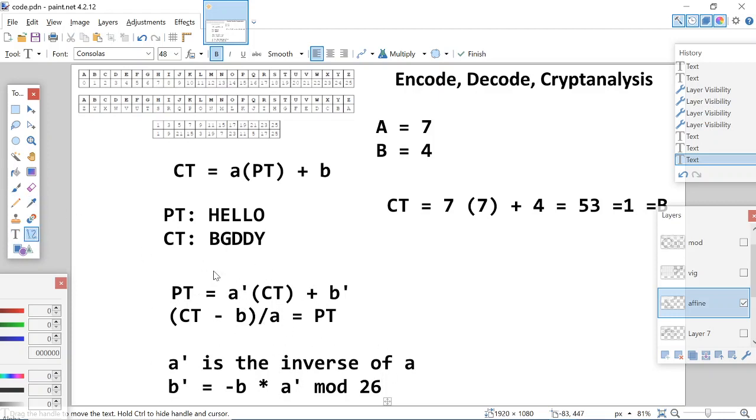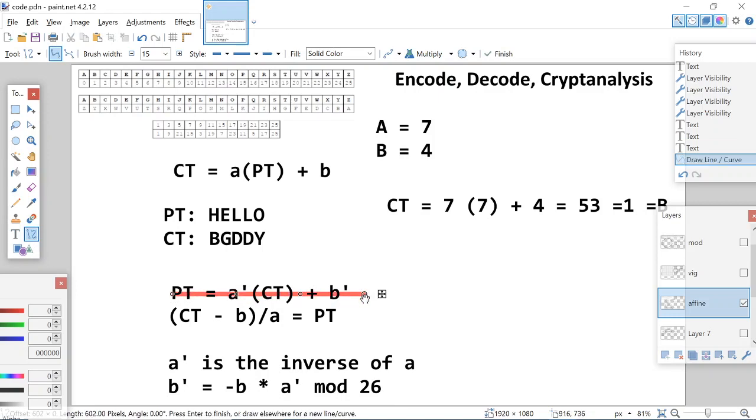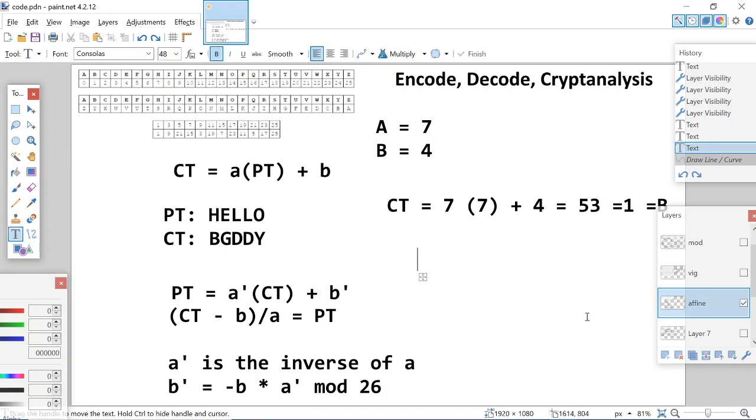Personally, I just like to use this top one here, you see, because it makes my life somewhat easier, but it is how it is. So yeah, let's do it this way. If I have ciphertext, I'm going to do the same one again. BG, DDY, plaintext. So I'm told with the decoding, A equals 7, B equals 4.